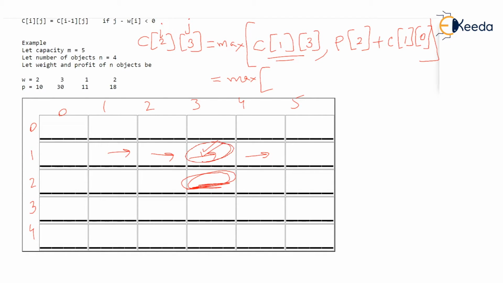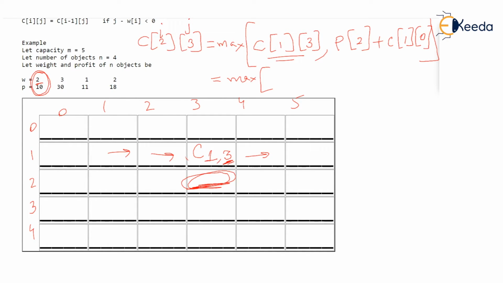Now, what will C13 be? C13 will be the maximum profit that you will get after adding only the first object, because we are talking about row 1 and the capacity of the knapsack is 3. Now watch, if you have only the first object, as I am marking, the weight of the first object is 2, but you have a knapsack with capacity 3, isn't it? So you can fill that entire object because the knapsack has more capacity than the weight of the first object.